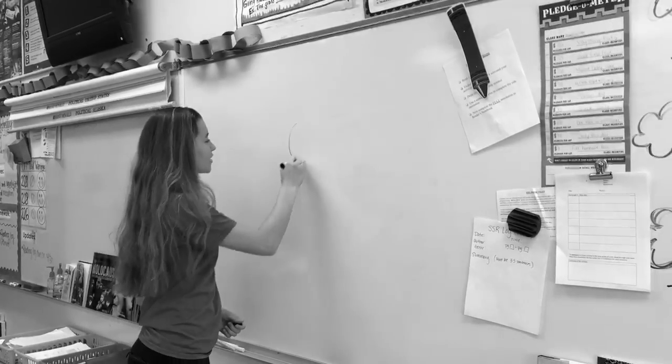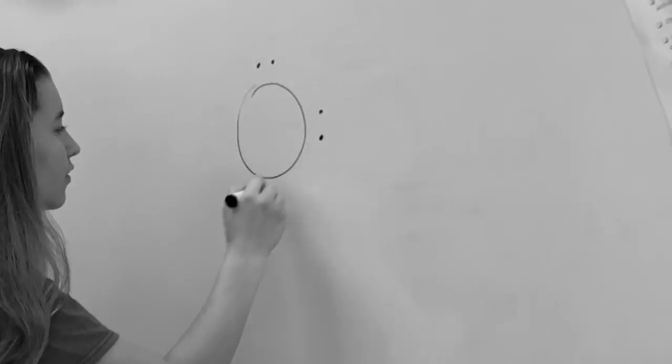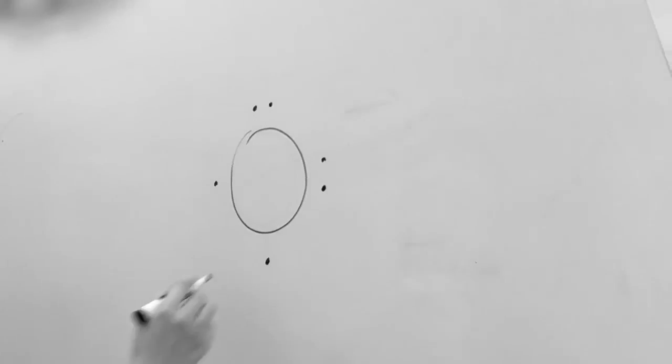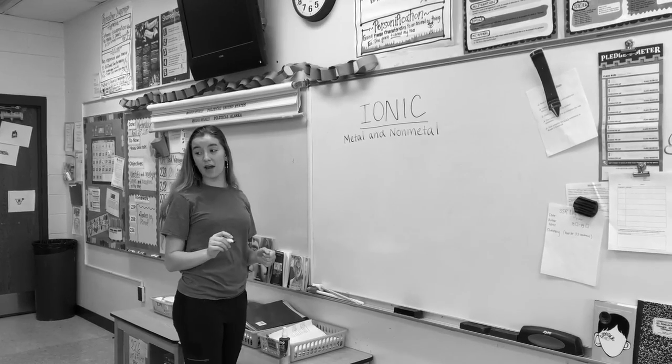First, let's start with oxygen as an example. It has 6 valence electrons, shown here in the lowest dot structure. Now, to complete the octet rule, it needs 2 more valence electrons. First, let's talk about ionic compounds.